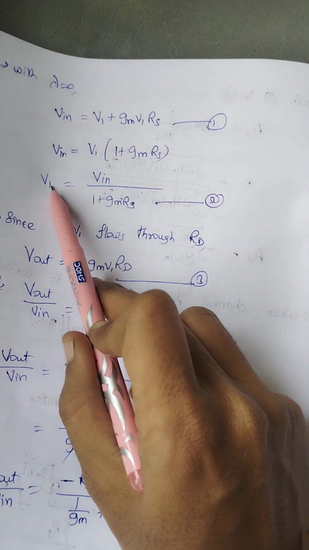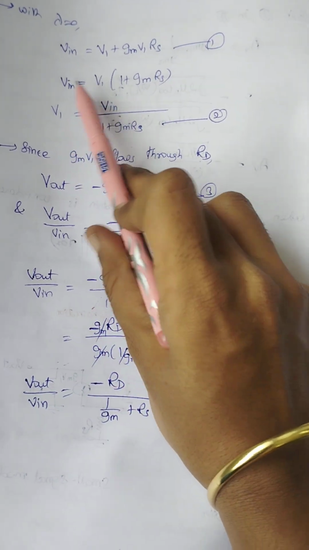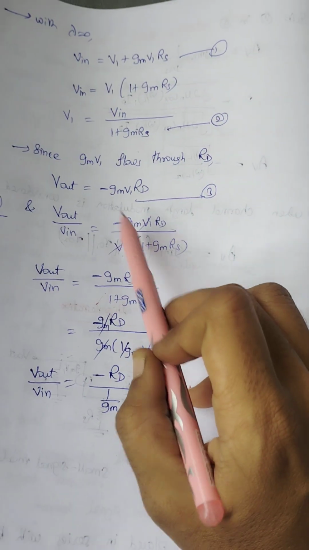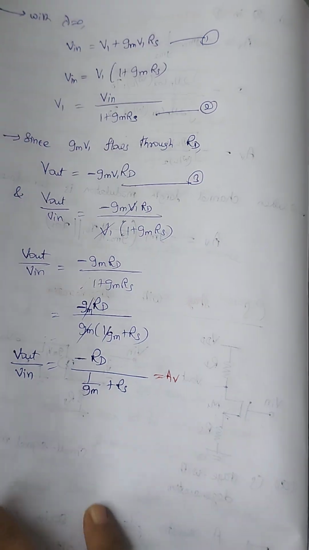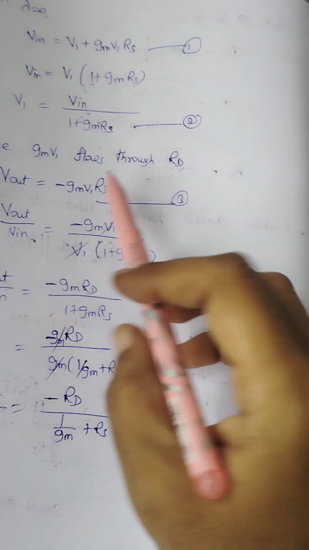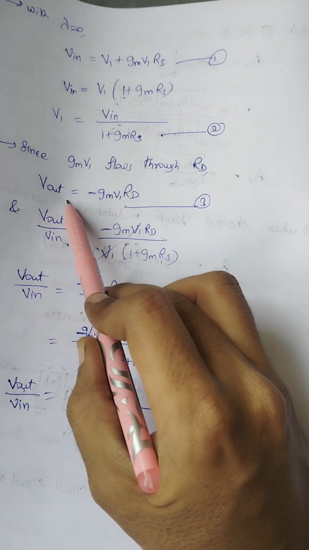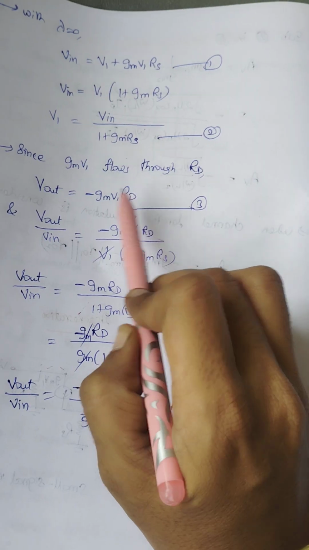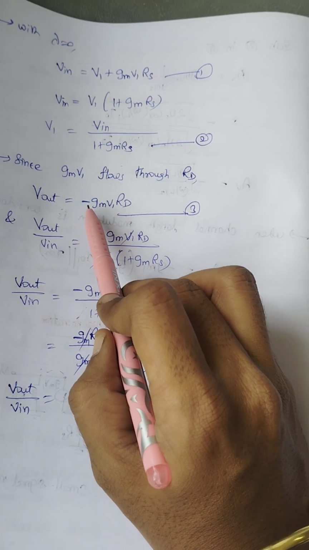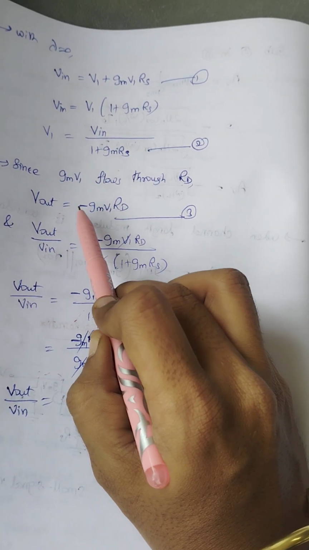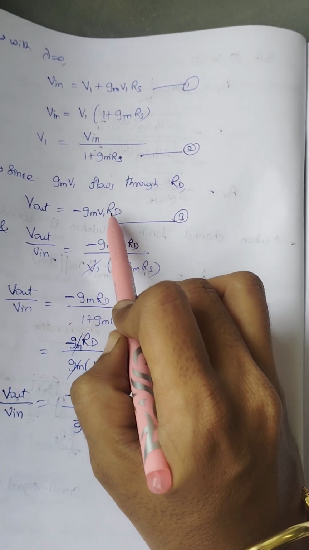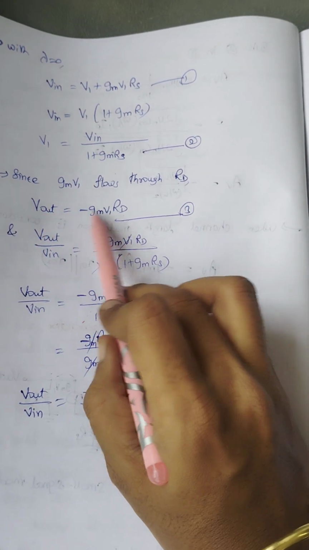Here you can also find V1. V1 equals Vin divided by 1 plus GMRS. This is about the input voltage. Next we are going to find our output voltage. Since GMV1, that is current, flows through RD, what is my output voltage? V equal to I into R. Here the current is in the opposite direction, so Vout is represented with a negative sign. Minus I is nothing but GMV1, and at the output side I am having RD as the resistance. So Vout equals minus GMV1 RD.